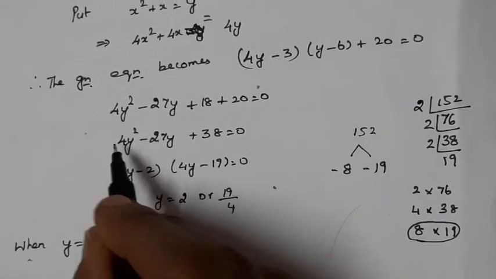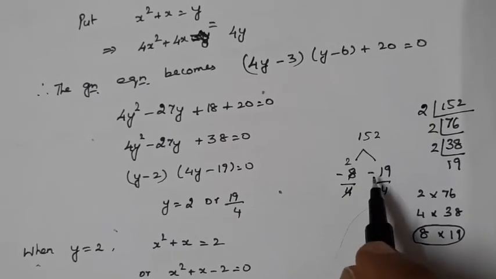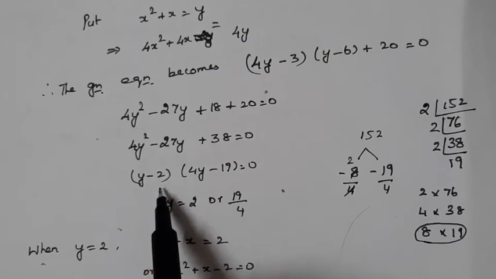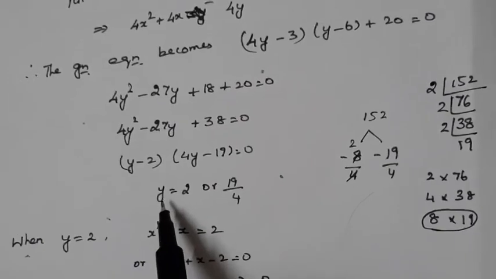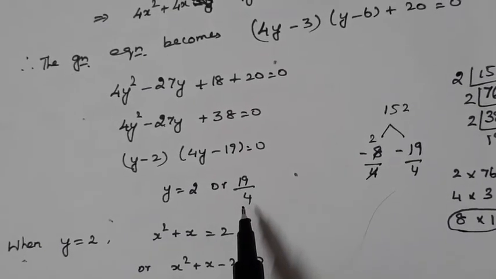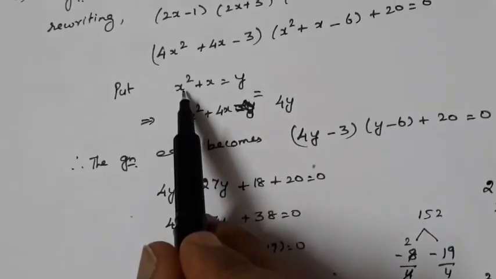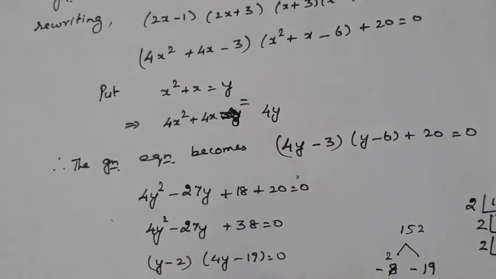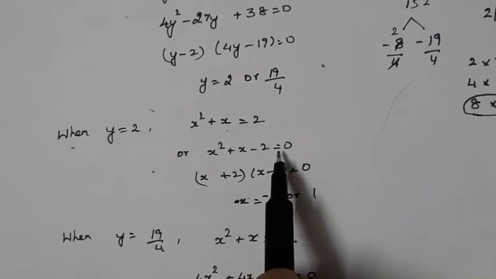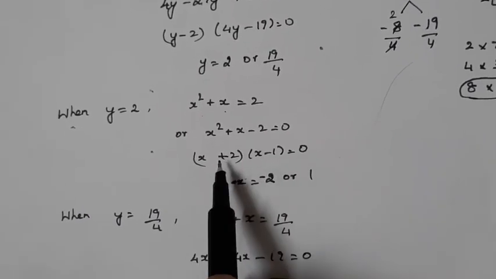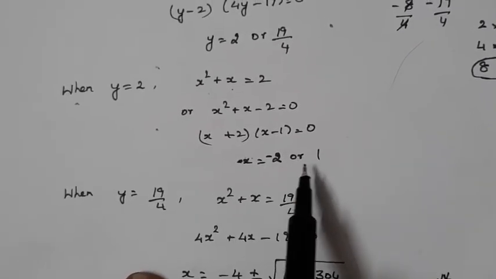Okay. And then the coefficient of y squared is 4, so we divide by 4. So what are the two factors? Minus 2 and minus 19 by 4. So while writing as a factor, we have (y minus 2)(4y minus 19) equal to 0, and hence the solution of y is 2 or 19 by 4. Okay. Now when y is equal to 2, x squared plus x is equal to 2, or the equation becomes x squared plus x minus 2 equal to 0. This can be factorized as (x plus 2)(x minus 1) equal to 0, or x is equal to minus 2 or plus 1.